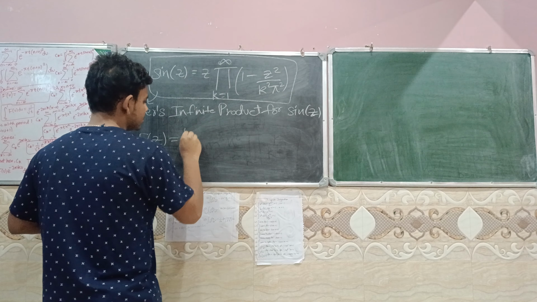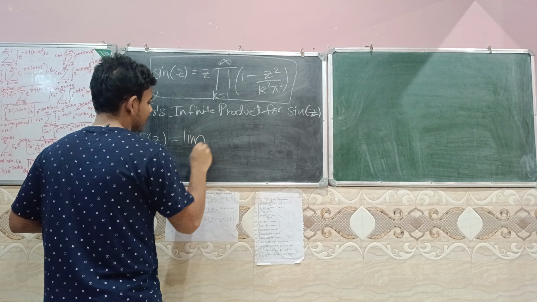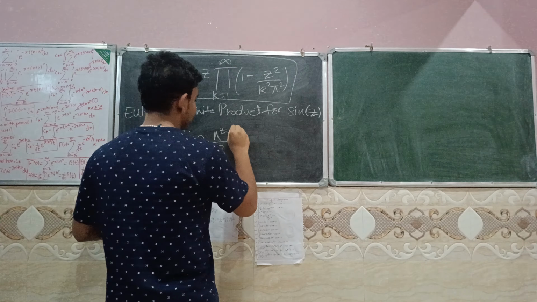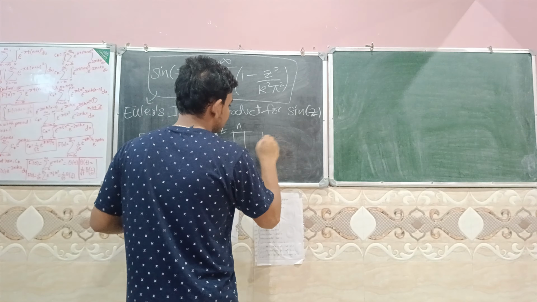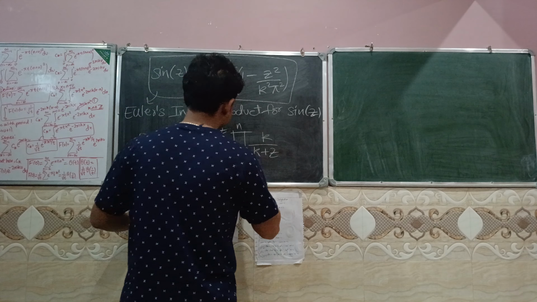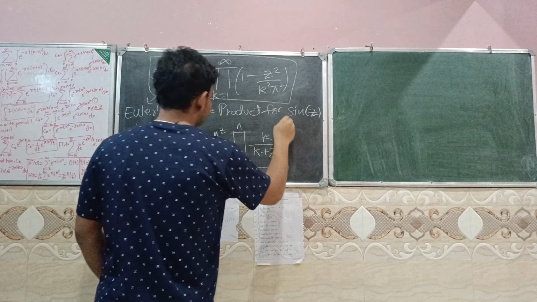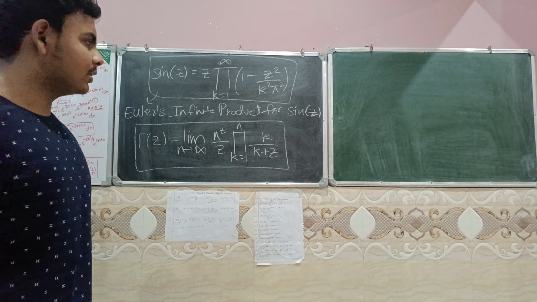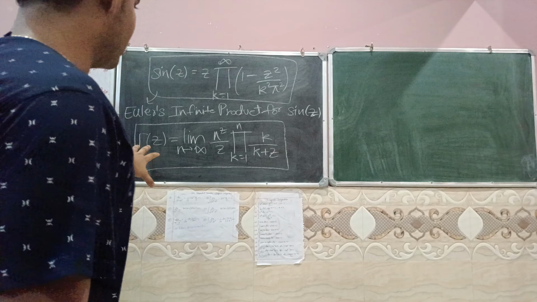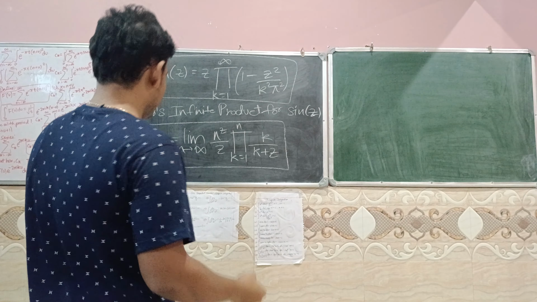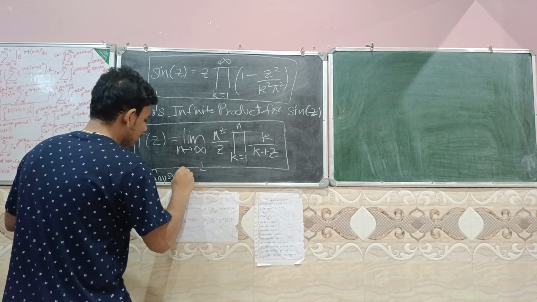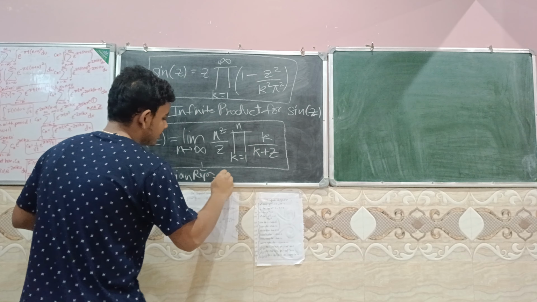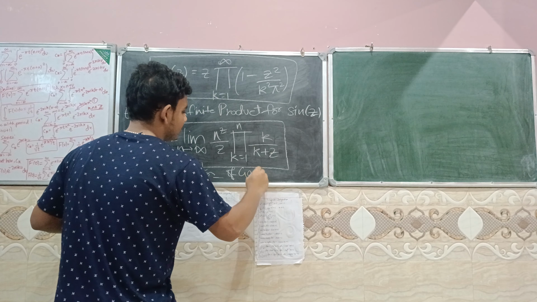Gamma of z equals limit n tends to infinity of n to the z over z times the product as k goes from 1 to n of k over k plus z. If you are a daily viewer of my channel, you might have an idea about what it is. This is the Gaussian representation of the gamma function.